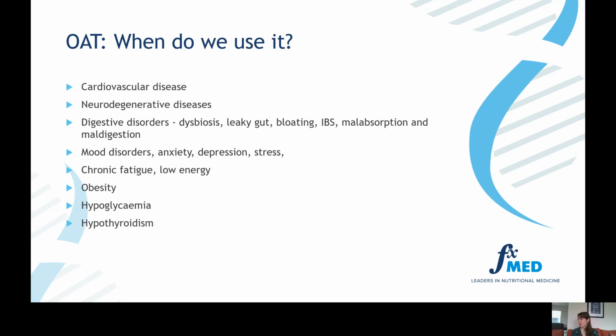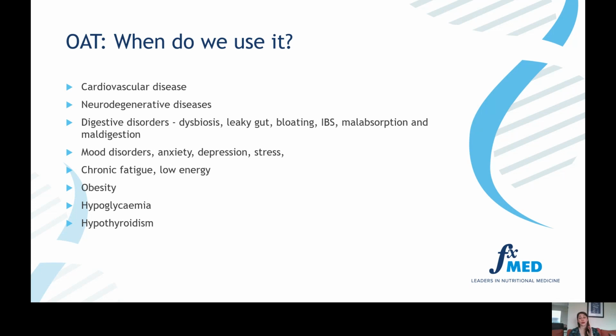When might we use the OAT? I personally think that an OAT test has really powerful, useful information regardless of what is going on with the person. It has over 70 markers to really give us a great idea of what's going on with someone's metabolism. But some key examples of when we might use it include cardiovascular disease, and the potential of diabetes is another time to explore it. Neurodegenerative diseases.